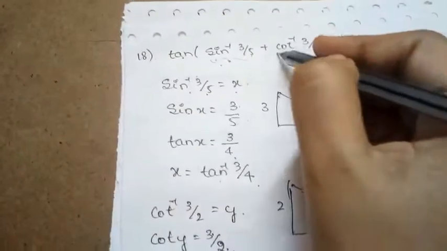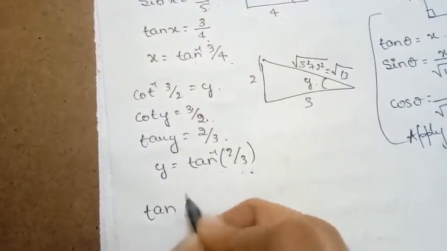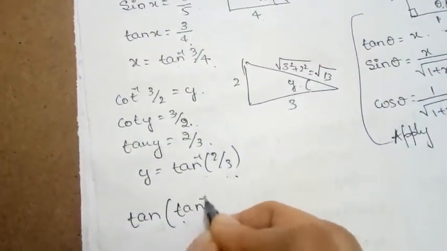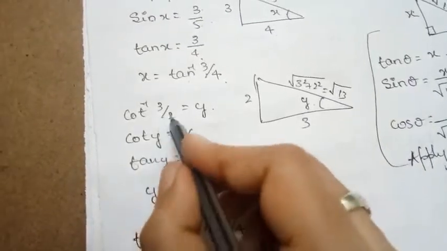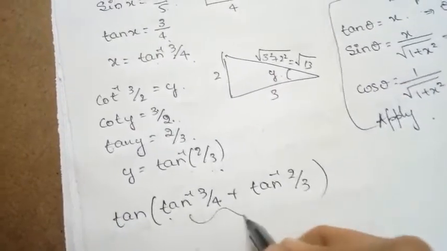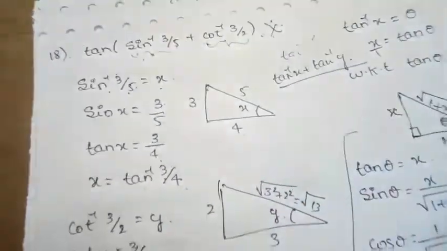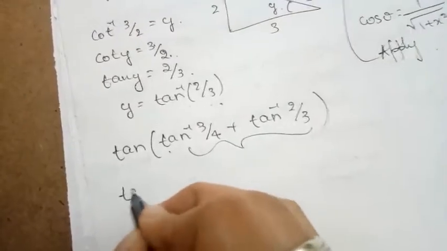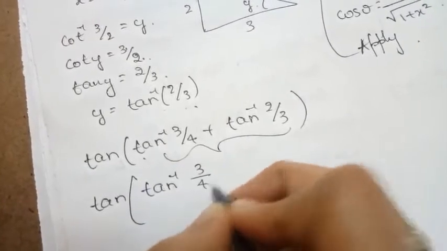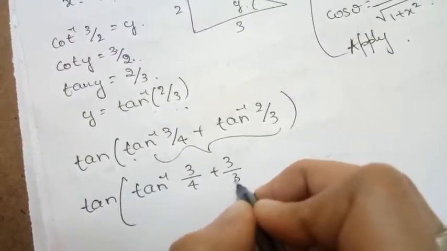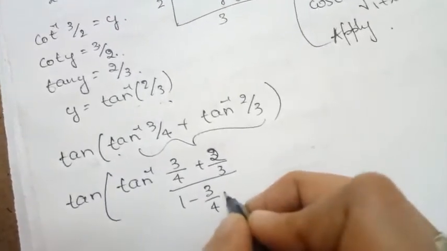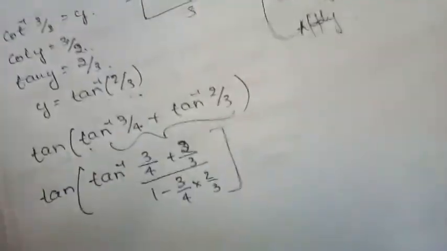Therefore our given question, tan of sin inverse of 3 by 5 plus cot inverse of 3 by 2, becomes tan of tan inverse of 3 by 4 plus tan inverse of 2 by 3. Now we can use the formula: tan inverse of x plus tan inverse of y is equal to tan inverse of x plus y divided by 1 minus xy. That is 3 by 4 plus 2 by 3 divided by 1 minus 3 by 4 into 2 by 3.